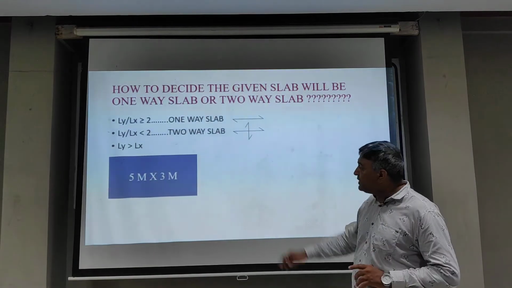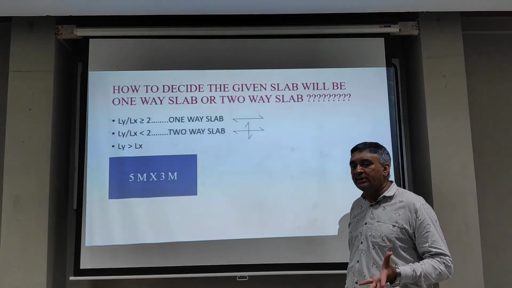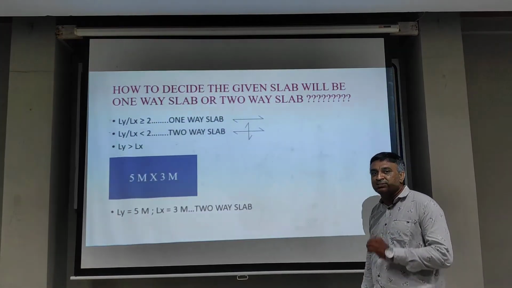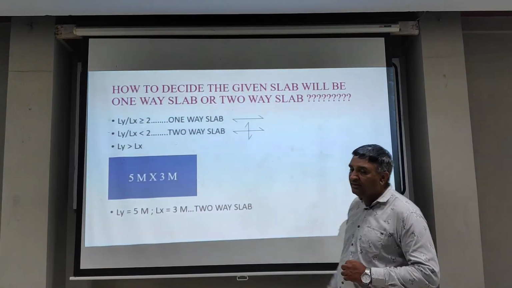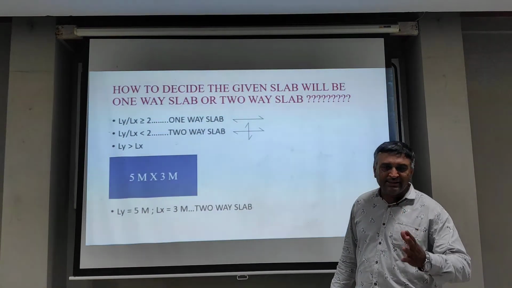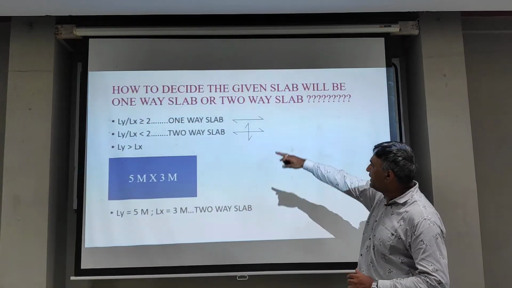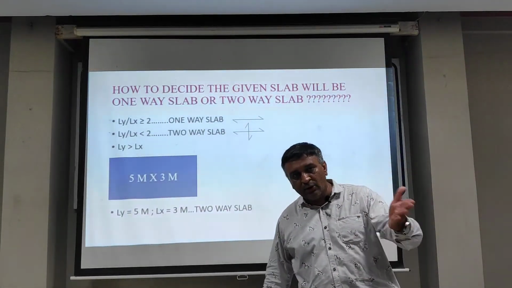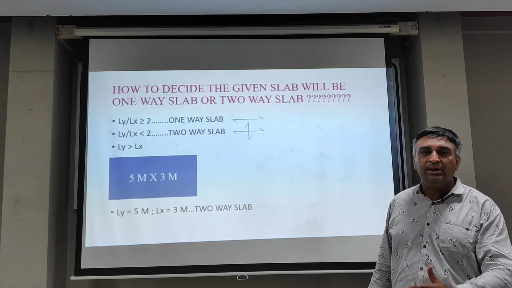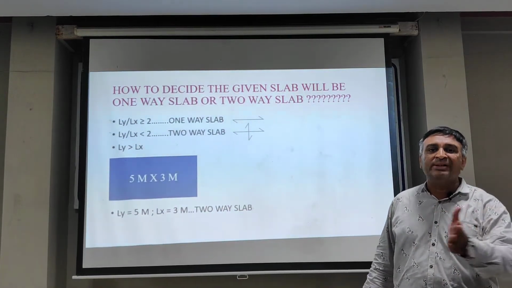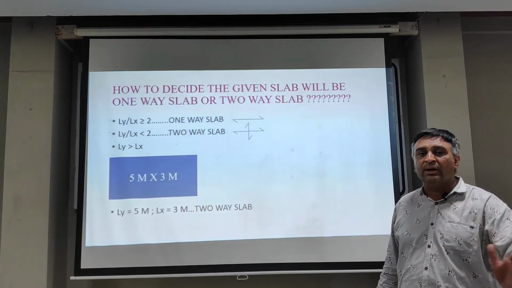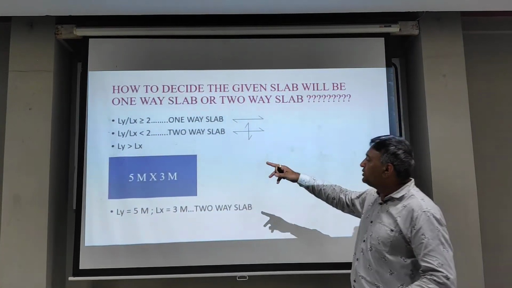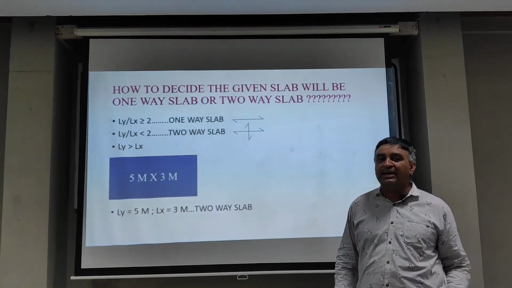Can anybody tell me which one is bigger? The bigger is 5 meters, so that is your Ly. Ly is 5 meters, Lx is 3 meters. What is the ratio between them? The ratio is less than 2. Whenever it is less than 2, your slab is two-way. Divide 5 by 3 and you get 1.66. That answer is less than 2, so that slab is a two-way slab.